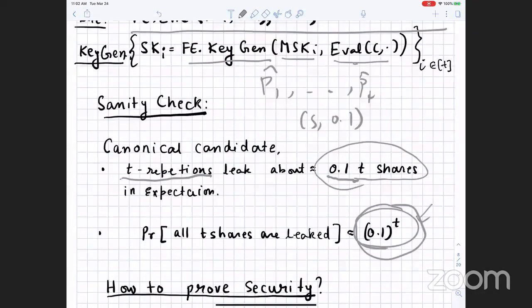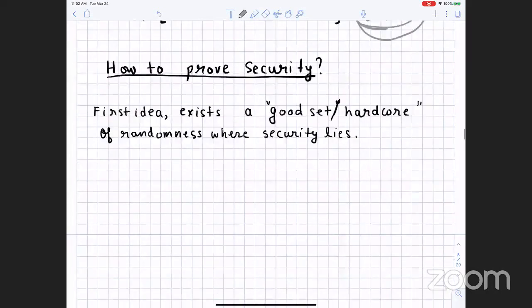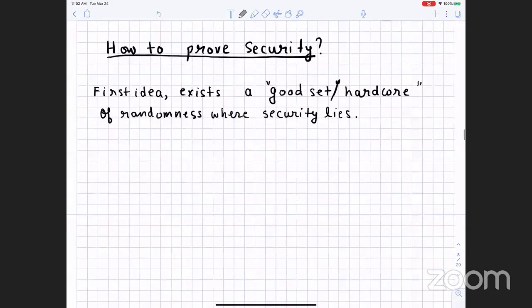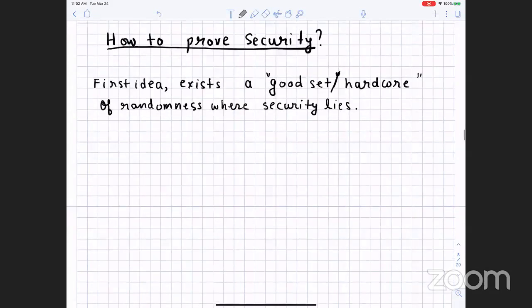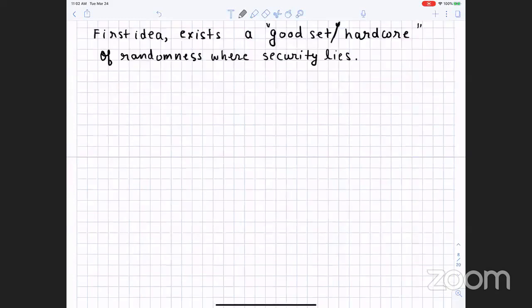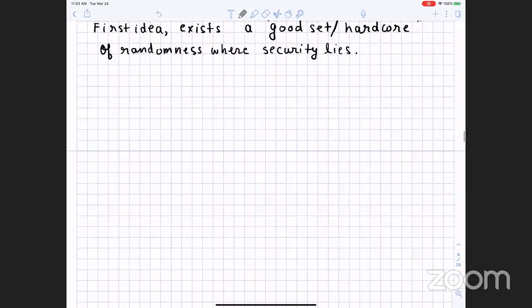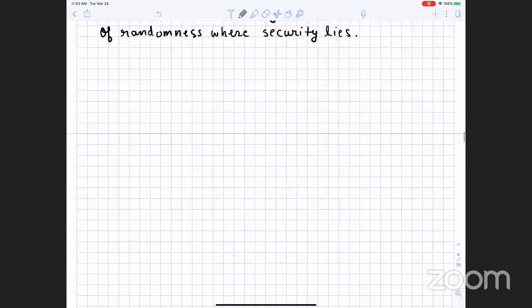Okay. So how do you prove security? For a few minutes, I'm going to talk about something abstract and vague, which may or may not make sense. But I promise you that as soon as I'm done, I'm going to give you something formal to look at. So here is, if you look at the problem on a high level, here is the problem.